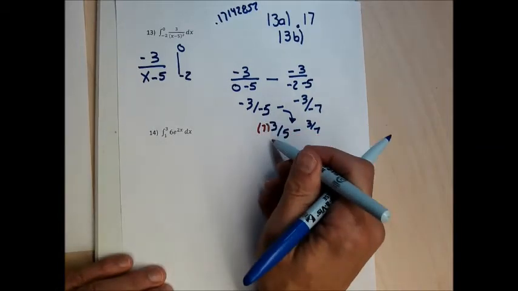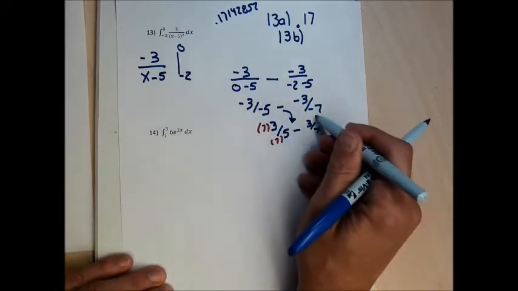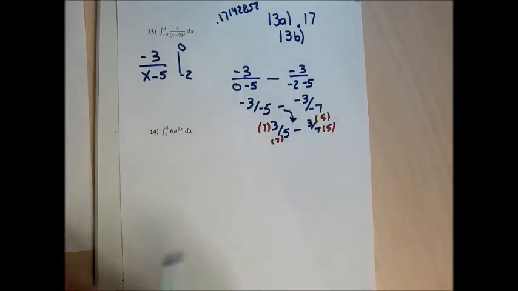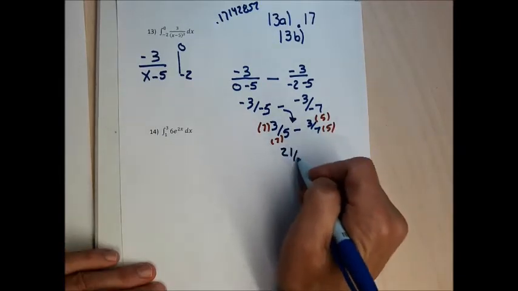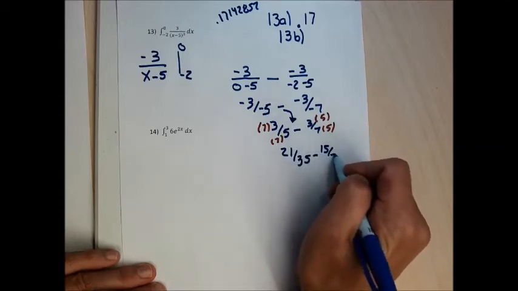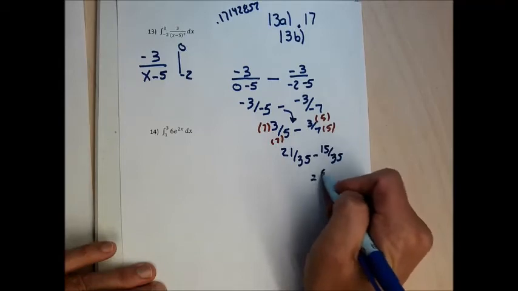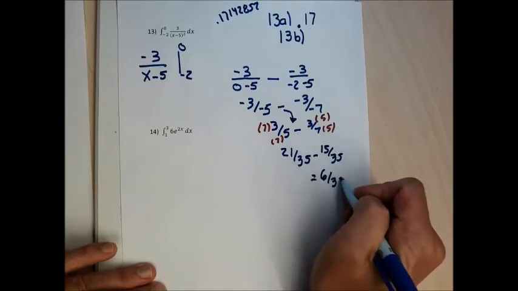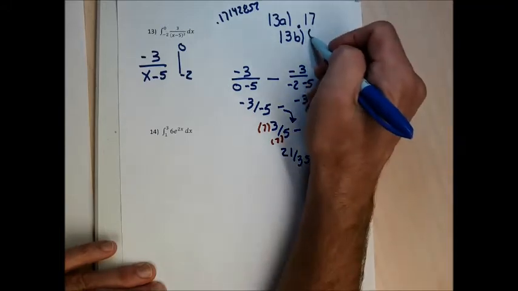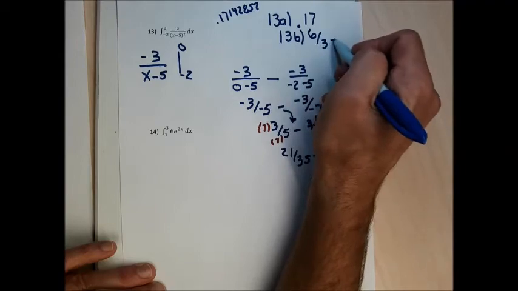First fraction, I'm going to multiply by 7 over 7. Second fraction, I'm going to multiply by 5 over 5. And I'm going to get 21 over 35 minus 15 over 35. And that's going to be 6 over 35. Oh, that doesn't reduce, does it? No. So I think my answer is 6 over 35.